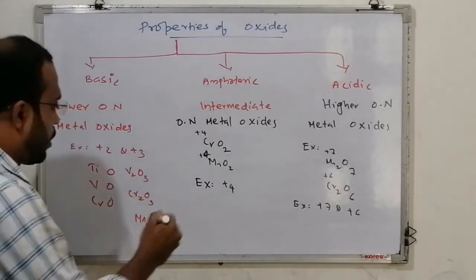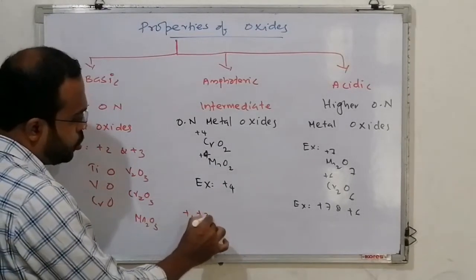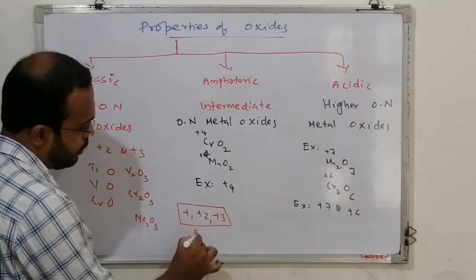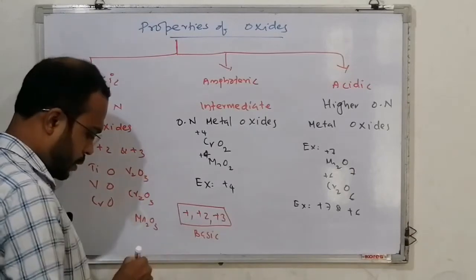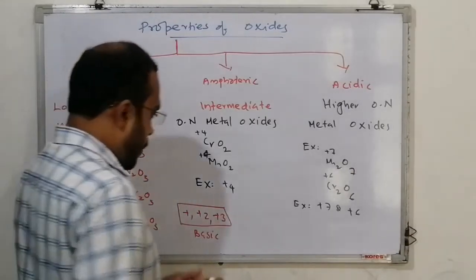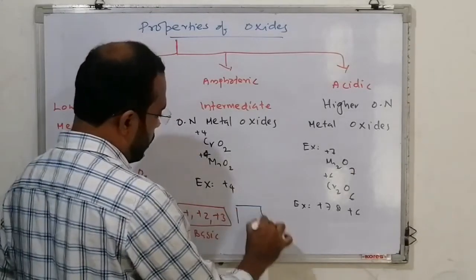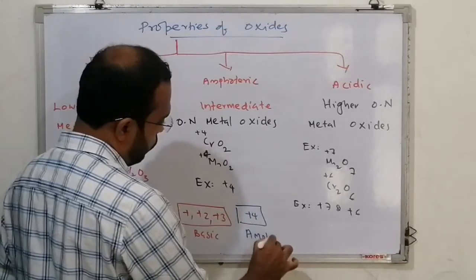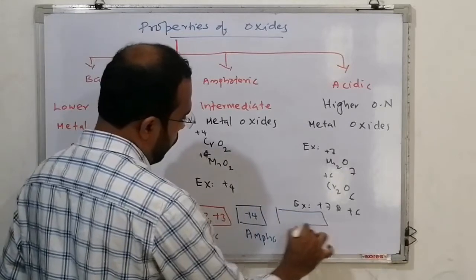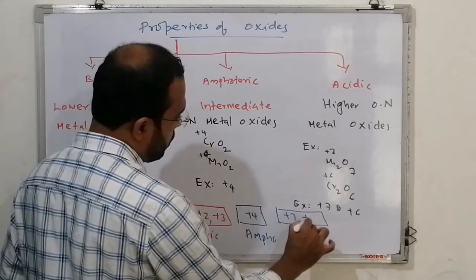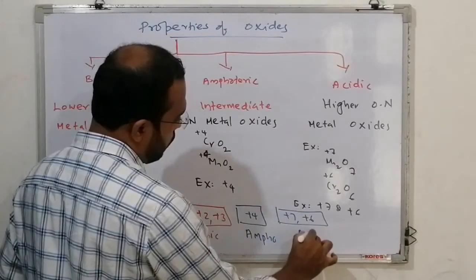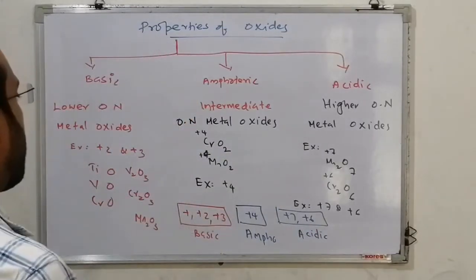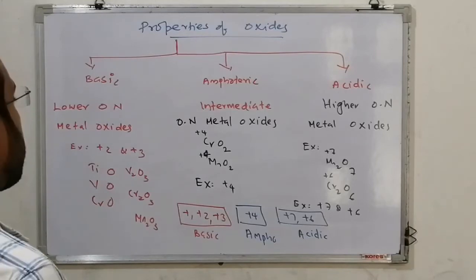Therefore, +1, +2, +3 transition metal oxides are basic. +4 transition metal oxides are amphoteric. +7, +6 are acidic.